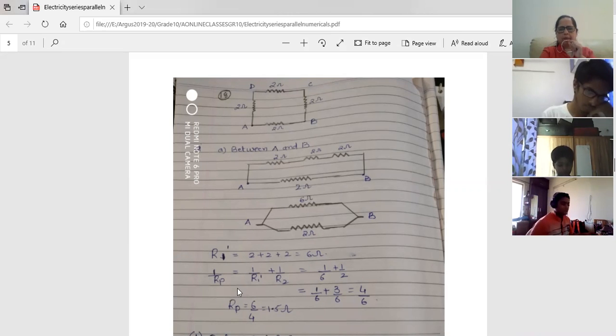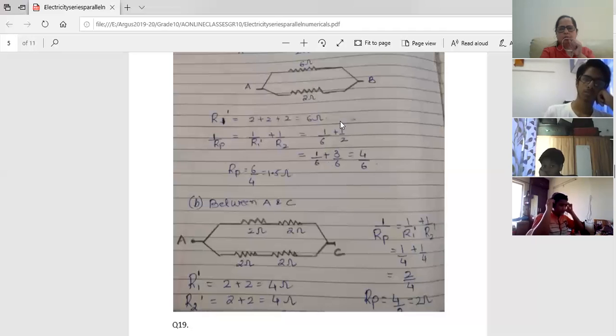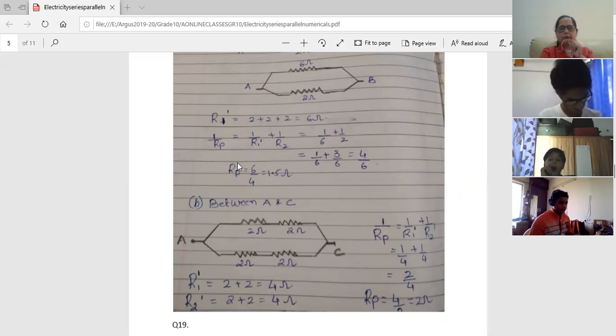Now 1 upon Rp. So this is R1 dash and this is R2. So 1 upon Rp equals 1 upon R1 dash plus 1 upon R2. So 1 upon 6 plus 1 upon 2, right? When I do 1 upon 6 plus 1 upon 2, the LCM is 6. So 1 plus 3 upon 6. So 1 upon Rp comes out to be 4 upon 6. For 1 upon Rp, 1 upon Rp is 4 upon 6. So for Rp, I have to take the reciprocal.